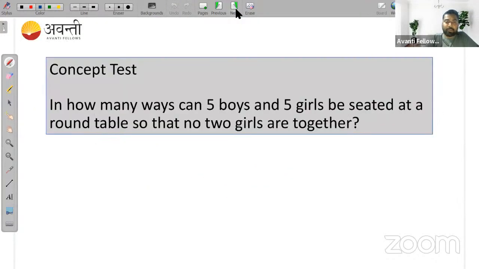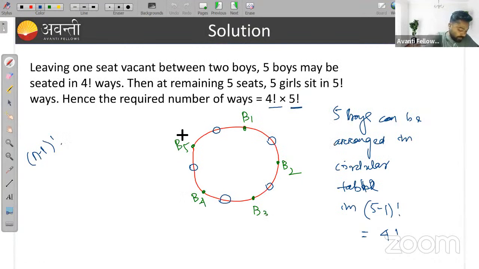So this is the solution. If this solution is clear to everyone, let me know in the chat box, guys. Is that clear?